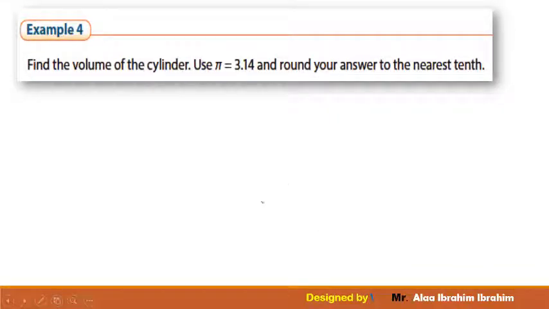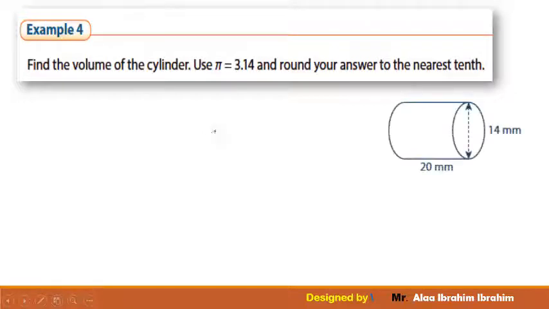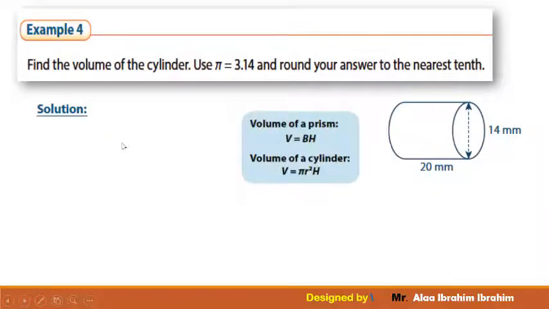Now example number 4. Find the volume of the cylinder. But now I have to change pi with 3.14 and round the answer to the nearest tenth. Solution here, I'm dealing here not with the radius but the diameter. It's another mistake I found in your homework. 14 is my diameter. I have to bring the radius. Again, this is important. I need the radius, so half of 14 is 7. So my radius here is 7.